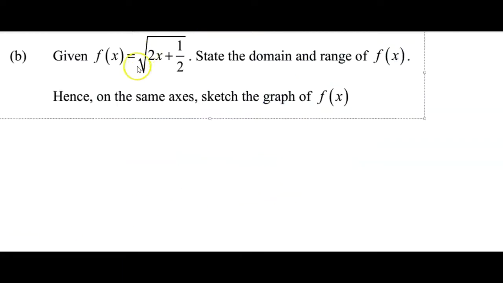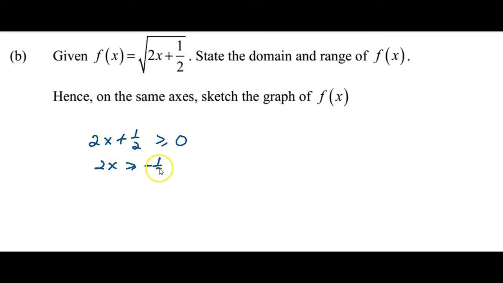Looking at this example, we are given a third function, a square root function. State the domain and the range of f(x). We can find the domain by setting 2x plus 1/2 greater than or equal to 0, because inside the square root we never allow a negative number. So try to solve for this inequality.